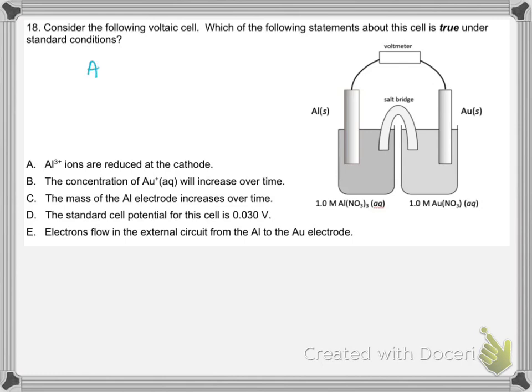So we have aluminum ions and gold ions, and we can write their reductions and then pull the potentials for each from the table. We can see that aluminum has a reduction potential of negative 1.66 volts, whereas gold has a reduction potential of positive 1.69 volts. So gold is more favorably reduced, so this will serve as our cathode.